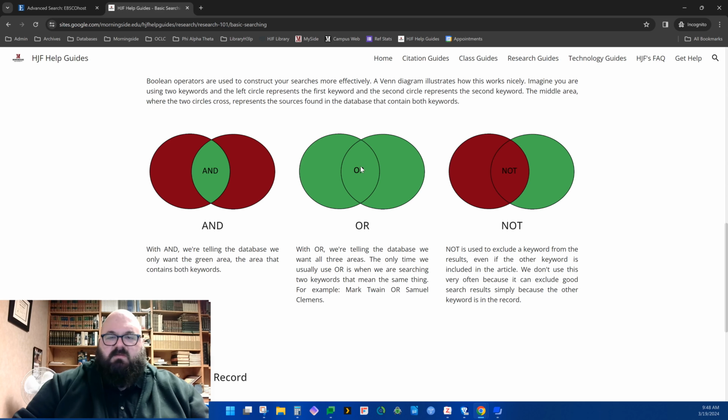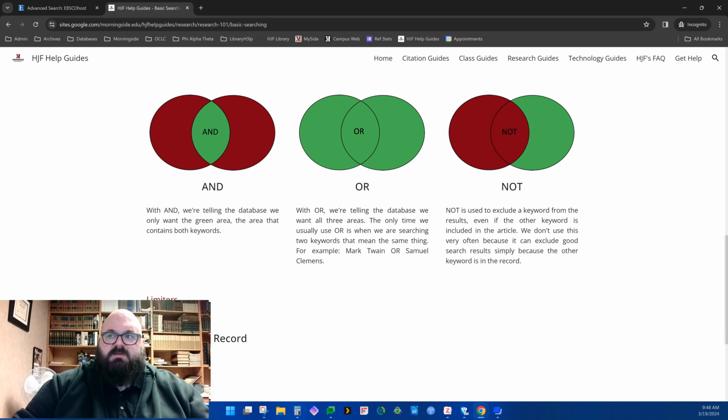Now this is going to give us so many results, especially if we're not being specific. We really only use or when we're dealing with names or different spellings that mean the same thing. An example would be Mark Twain or Sam Clemens. They're the same person. We don't care which name the author uses. We want the results regardless. And so we can put that in there.